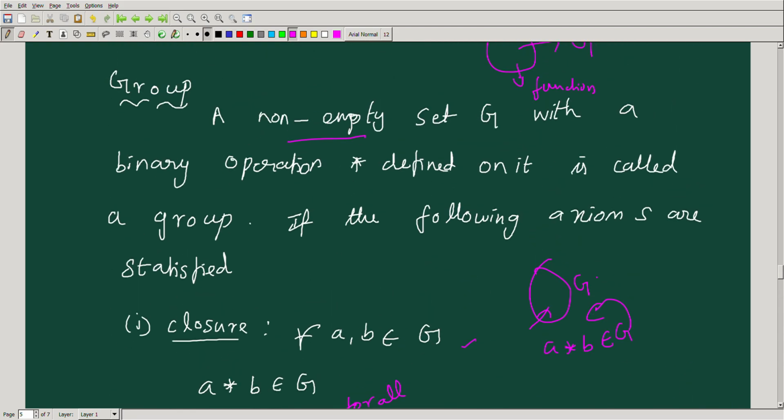What is a group? A non-empty set G with a binary operation star defined on it, where the following axioms are satisfied. First one, closure, associative, identity, inverse. If it satisfies all 4 axioms, it is called a group.